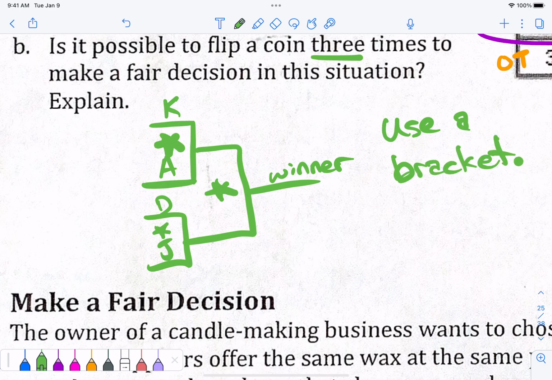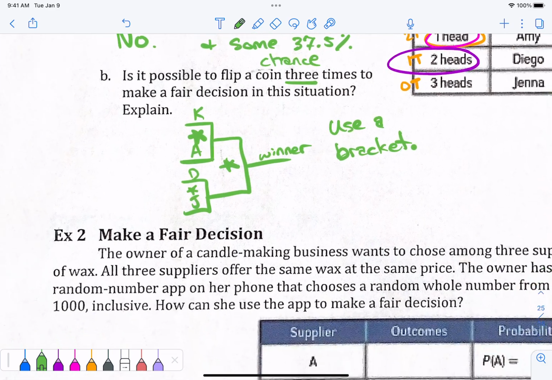Yes. Okay, if you don't want to draw it out, you can write those words. Use a bracket style to decide the coin flip. Okay, make sense? So that would be an option, right? Rather than what they set up to begin with, which was not fair. This would be fair, right?